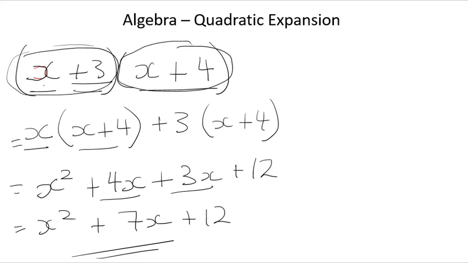We started off with two brackets that we're multiplying together, and we expanded them to get a quadratic expression where the highest power of one of our variables, x here in this case, was 2. Well, if you understand that, have a go at one and see how you go. You can always watch this video again if you're not 100% sure.